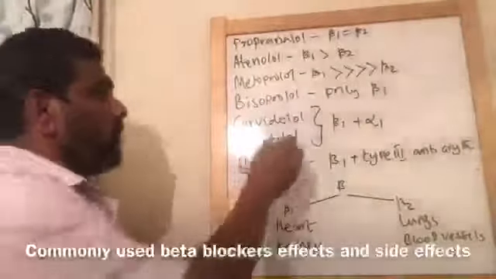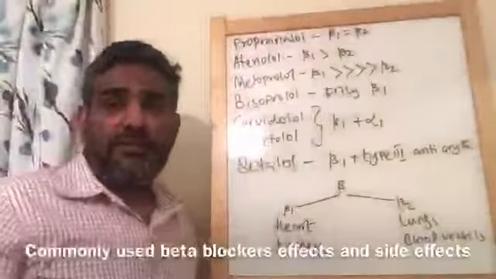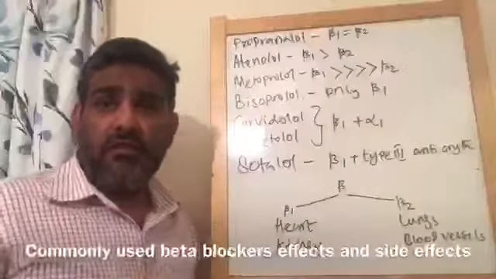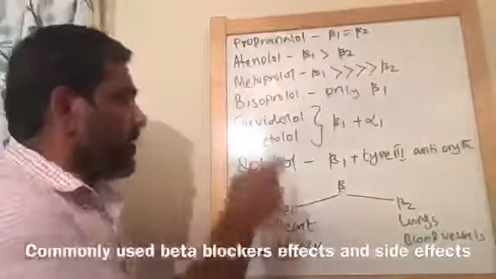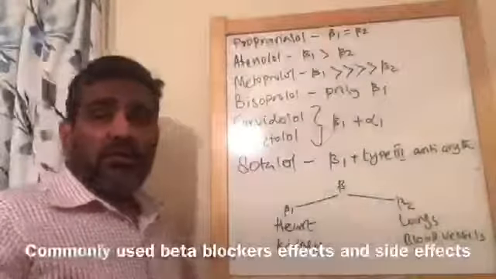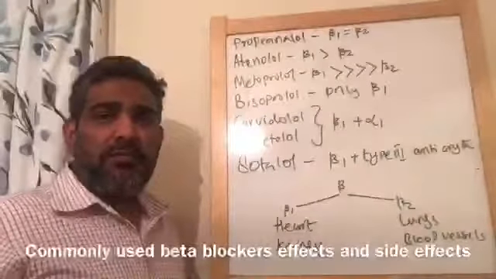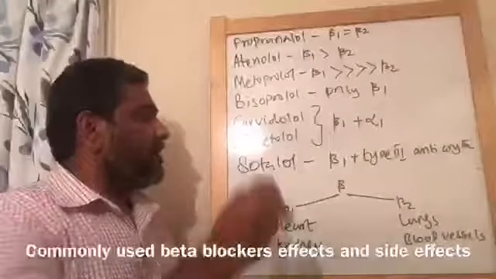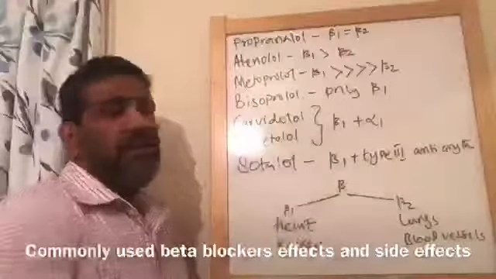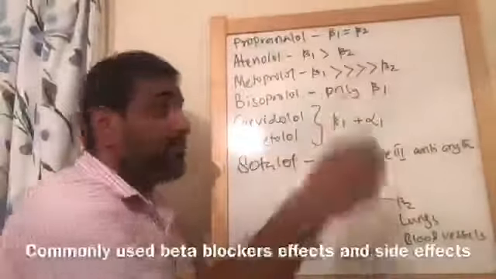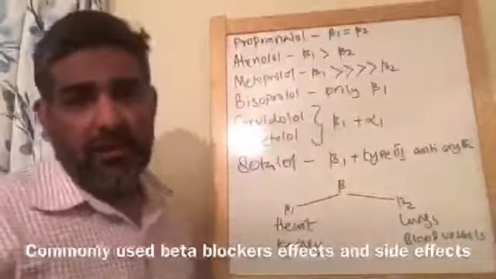Labetalol we use in emergency situations. If you want to reduce the blood pressure very quickly, in the emergency room, in the emergency tray, you can always see labetalol there. Labetalol is short acting, so it reduces the blood pressure very quickly and vanishes from the blood very quickly. That is the reason we use labetalol, because it has not only beta 1 blocking effect but also alpha 1 effects.